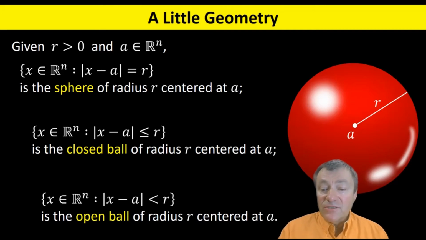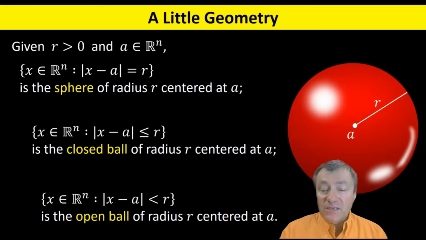Again, language on the street uses the words sphere and ball interchangeably. In mathematics, they are not the same. A sphere is just the boundary. The ball includes all the interior. The ball is closed or open, depending whether or not we include the boundary. And again, we talk about spheres and balls in any dimension.